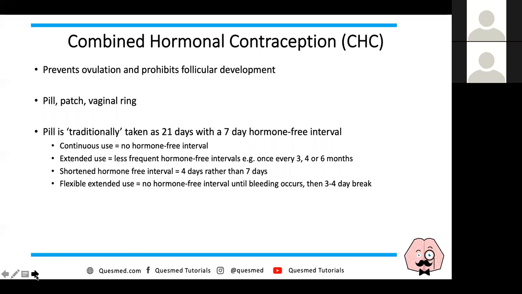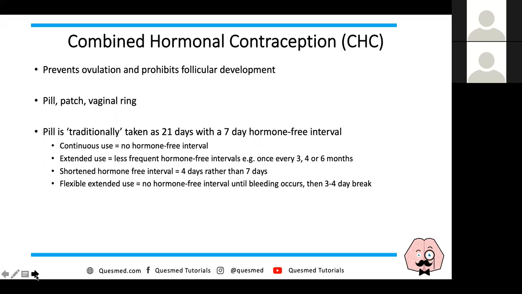And flexible extended use, that is where the person would take the pill continuously every day until they have bleeding. So when they do have bleeding, they would take a 3 or 4 day pill-free break to allow that bleed to occur. These can be quite confusing, so it's important to take the time to explain the regime to your patient, see which one would suit them best.